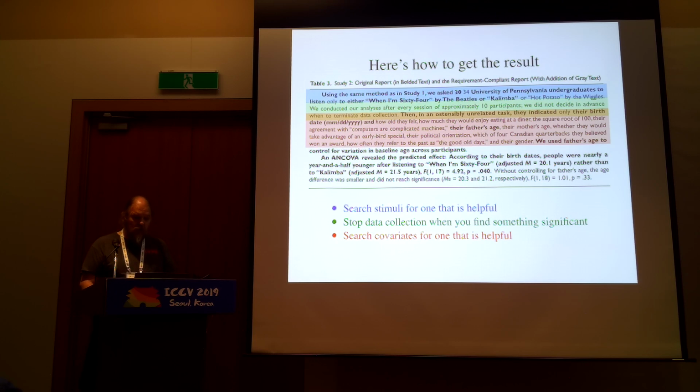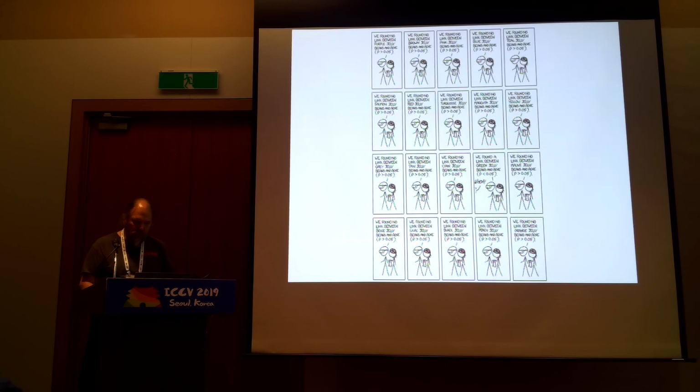And the third thing you do is you rack up as many covariates as you can think of, so that at some point, one of them is going to be helpful. You can see the covariates include mother's age, which of 4 Canadian quarterbacks believed to win an award, and how often they refer to the past, right? These are nonsensical. But if you collect them and suppress them, you can now do a search, and your search will find some significant collection of covariates and things.